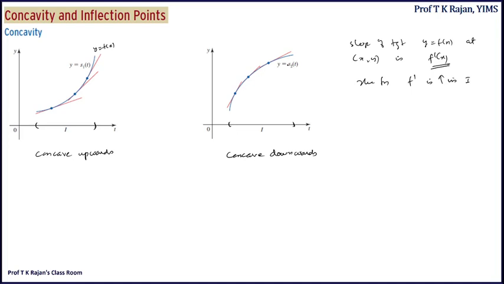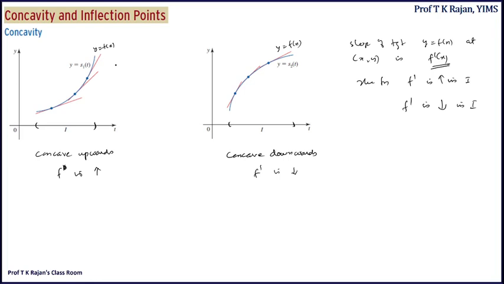Similarly, the curve y equals s2t, let it be y equals f of x, is concave downwards if slopes of tangents are decreasing. That means the function f dash is decreasing in the interval I. So the condition for a curve y equals f of x to be concave upwards in an interval I is that the function f dash is increasing in that interval I, and the curve y equals f of x is concave downwards if the function f dash is decreasing in the interval I.